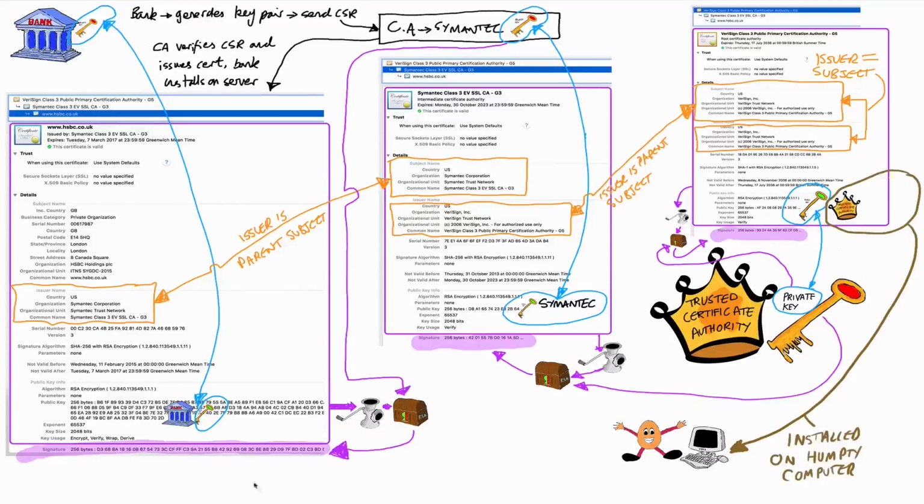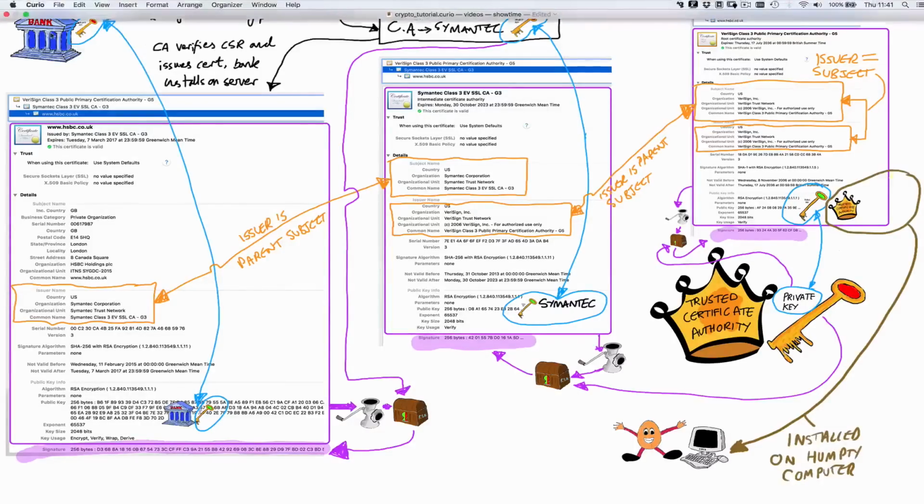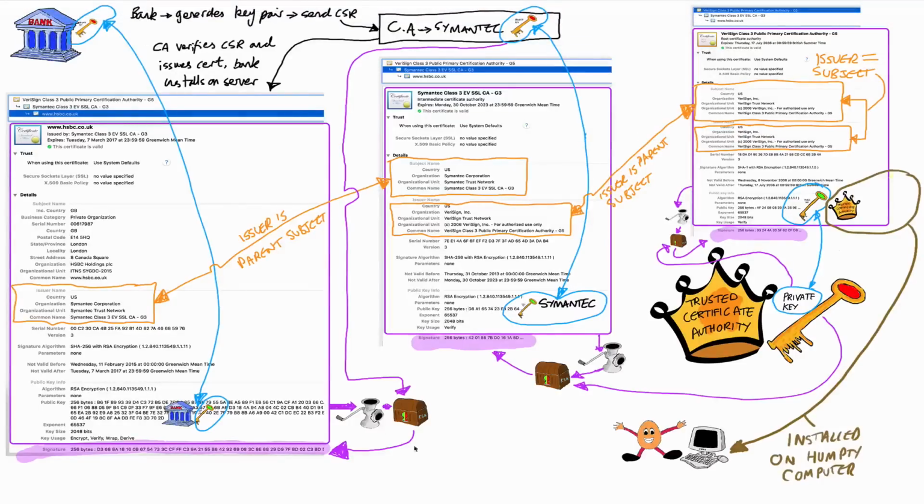So as long as the end user accessing HSBC or whatever bank trusts VeriSign, or more specifically as long as they trust the certificate, VeriSign Class 3 Public Primary Certification Authority G5, then any certificate signed by this certificate, or more specifically, signed by the private key corresponding to the public key that's inside this certificate, will be trusted, right?